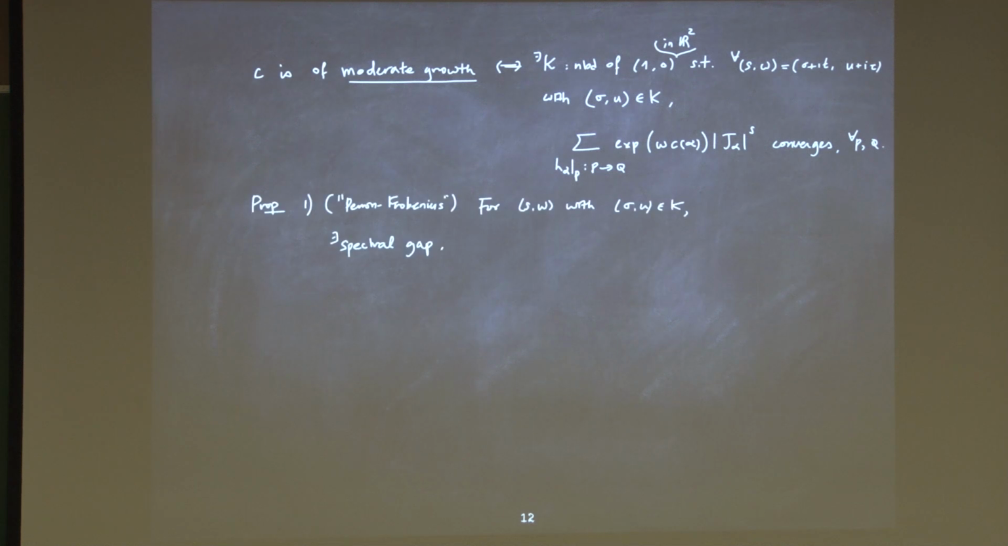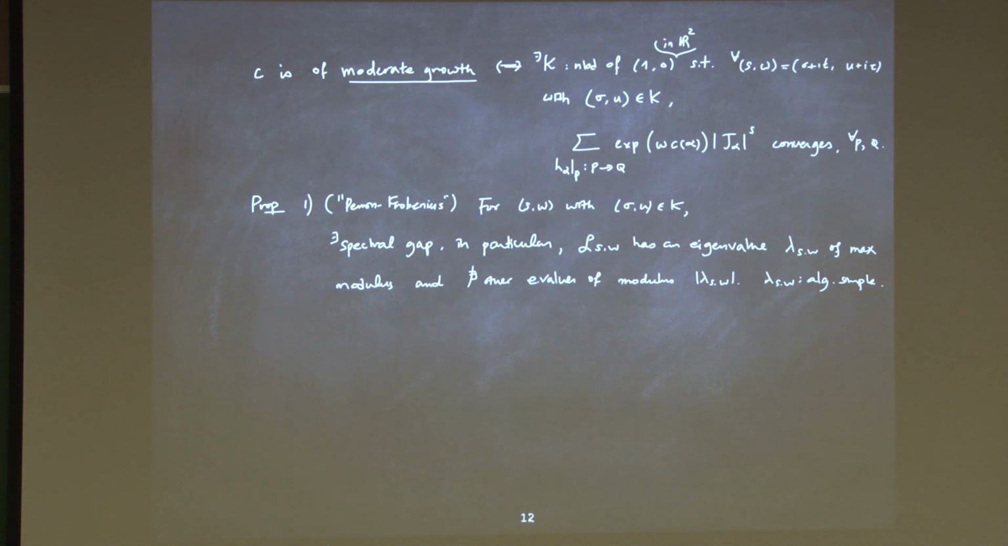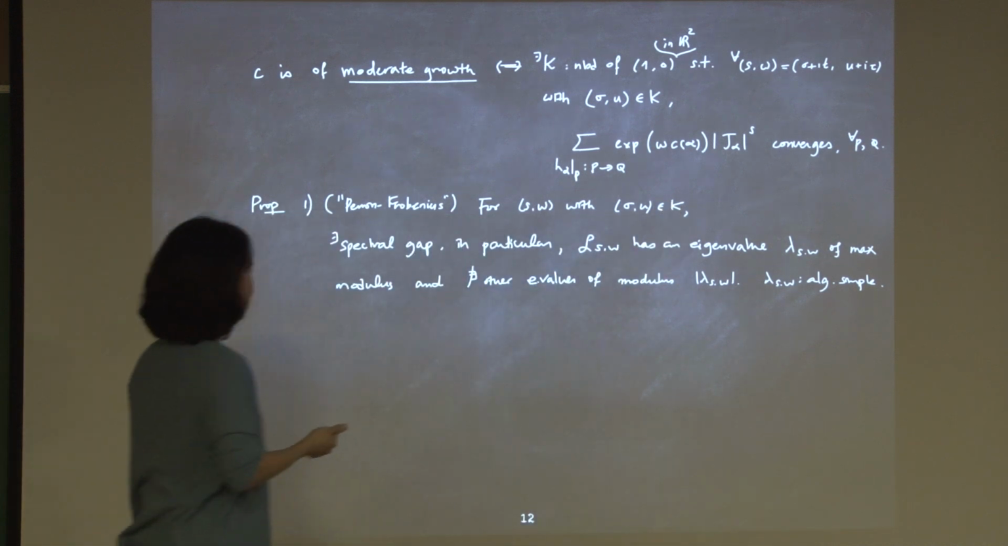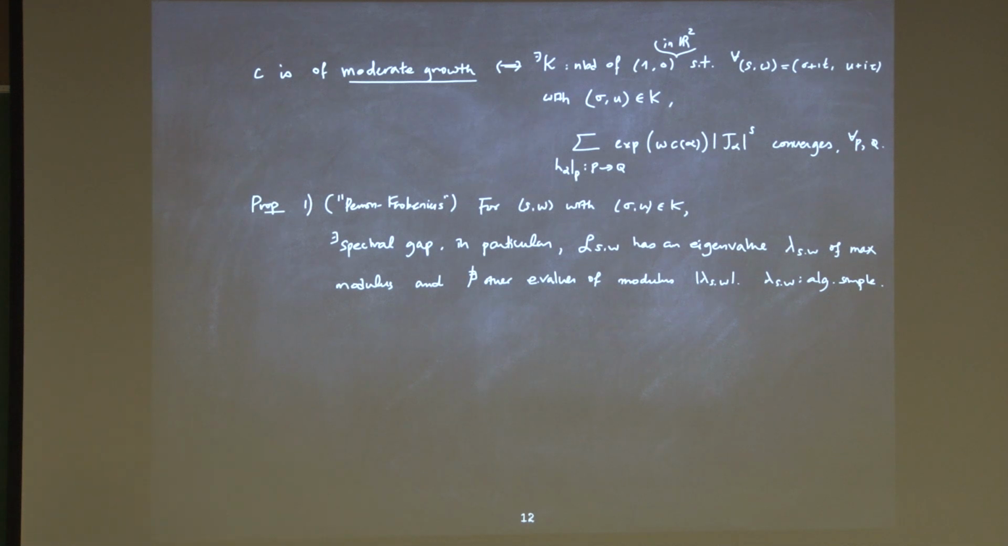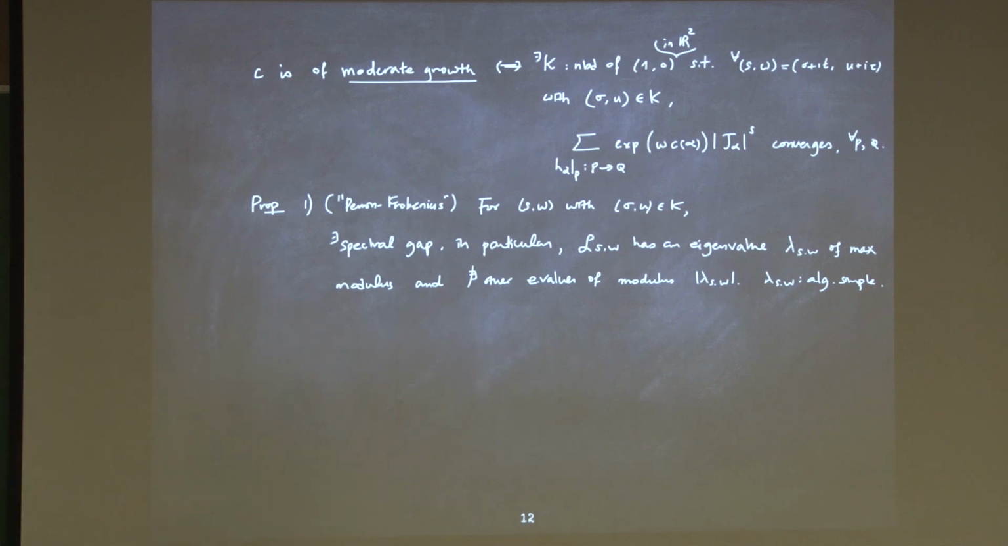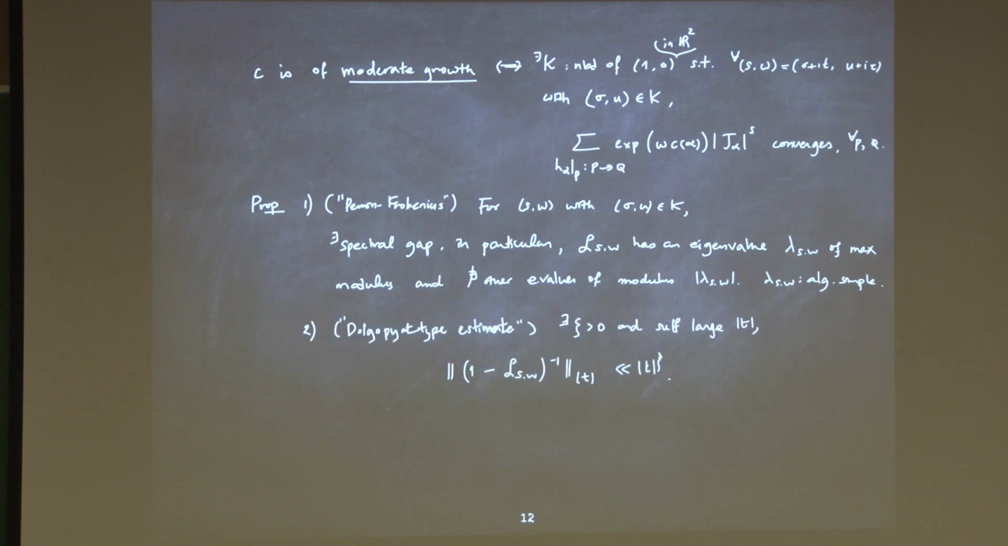Okay, so what kind of properties can we get? First of all, we have some analog of the Perron-Frobenius theorem saying that for s and w for which the real part is in this neighborhood, there is a spectral gap. In particular, this weighted transfer operator has an eigenvalue, lambda, of maximum modulus, there are no other eigenvalues of the same modulus, and that eigenvalue is algebraically simple.